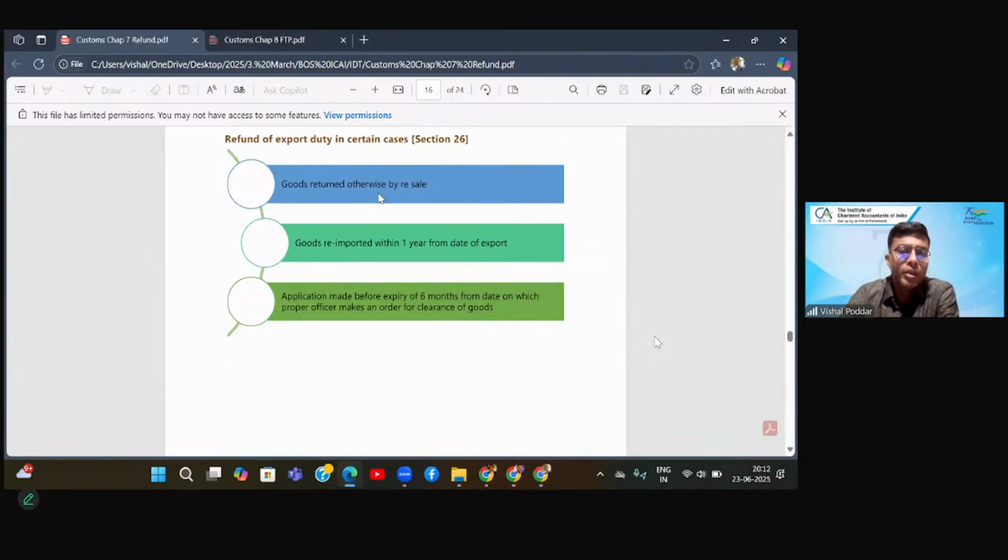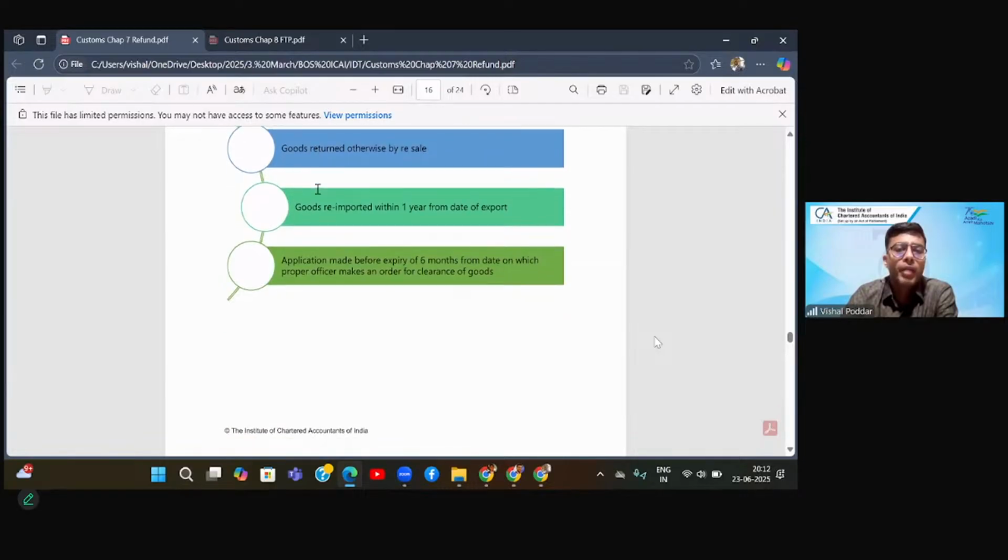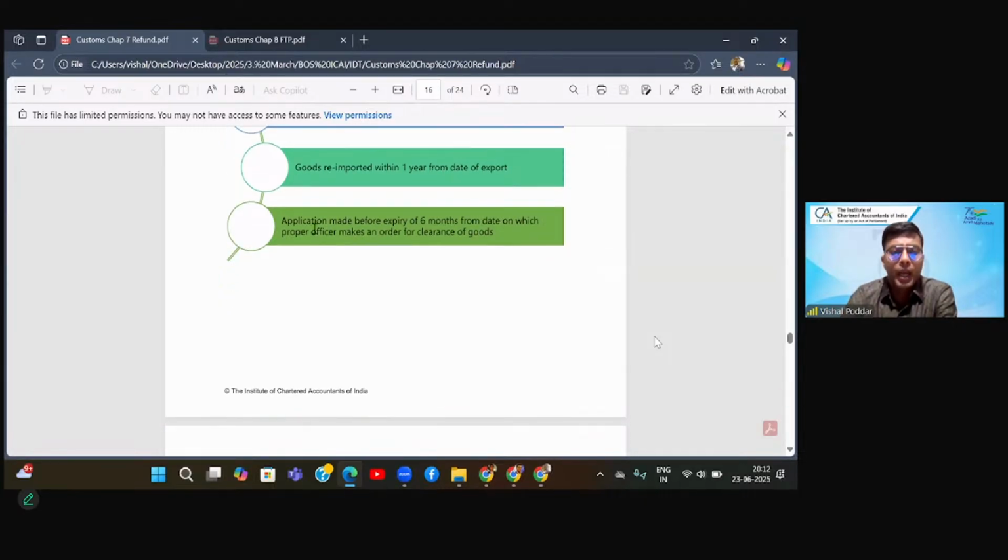Refund of export duty, when this will happen? This will happen when you had exported the goods originally, which are returned. Now they are returned. Why? Because they are rejected, there is some defect, and that is why they are coming back. They should come back within 1 year from the date of export, because that is a reasonable time within which you should get back the goods. If somebody is not accepting your goods, this is sufficient time. You should get the goods back. Application made before expiry of 6 months.